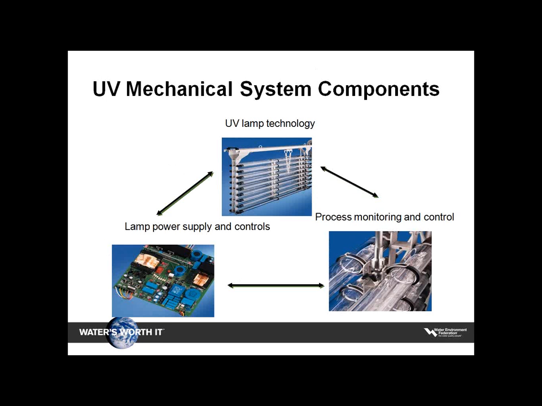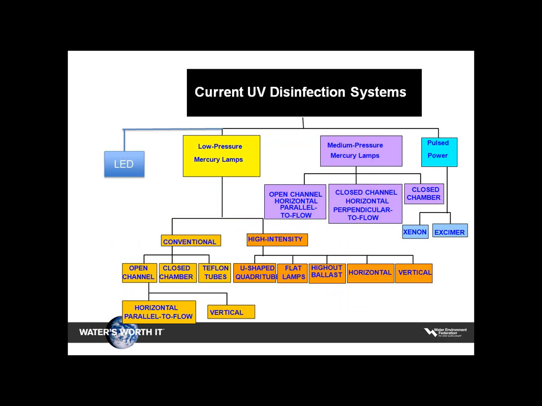Just a quick review, the UV system is made up essentially of three major parts: the UV lamp technology, the control system, and then the process and monitoring. So all three of those systems need to work in tandem to have a successful UV system. If the power goes out, then we have challenges. If the control system goes out, we can have challenges. If the lamps go out. So all three of these have to work in tandem to make it work.